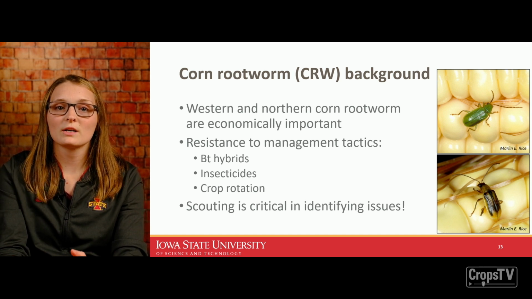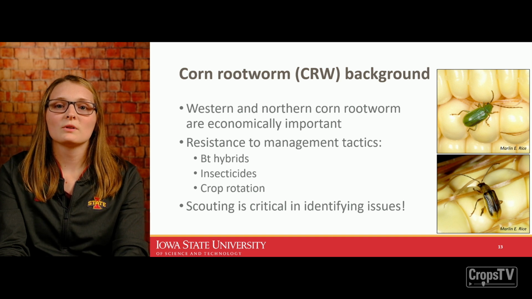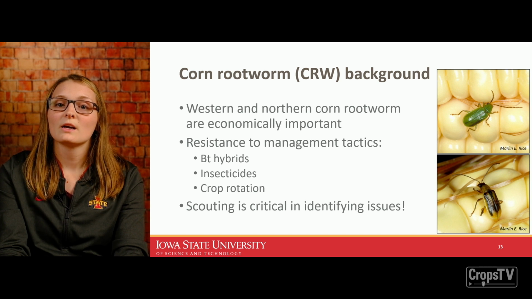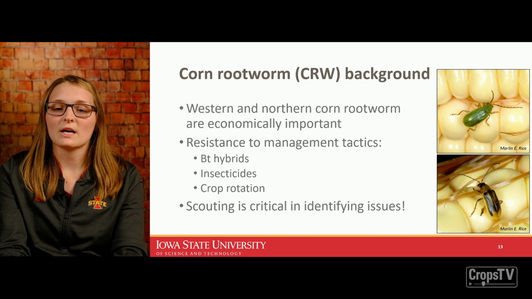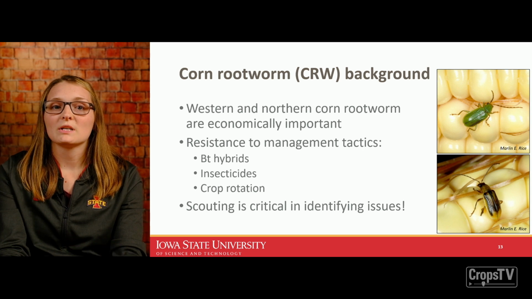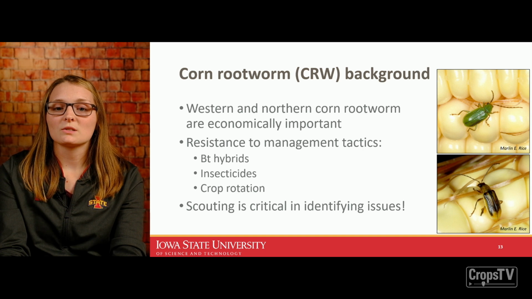So the green one here is the northern corn rootworm, and the yellow one with black stripes is the western corn rootworm. And although they are economically important because they cause injury to roots and they cause yield loss, their importance is increasing as they become resistant to different management tactics that farmers use against them, like Bt hybrids, insecticides, and crop rotation. So in the future, scouting is going to become more critical in identifying any of these issues, as well as just if you have corn rootworm in your field.